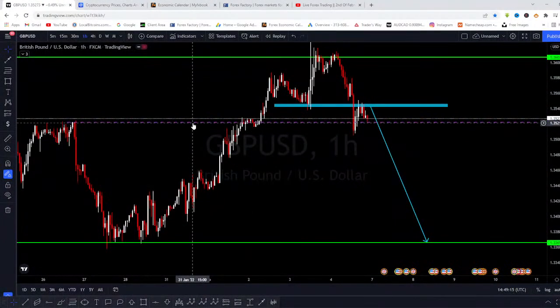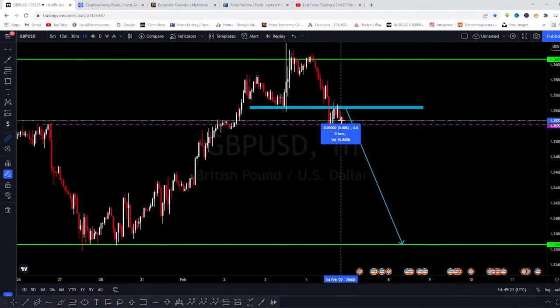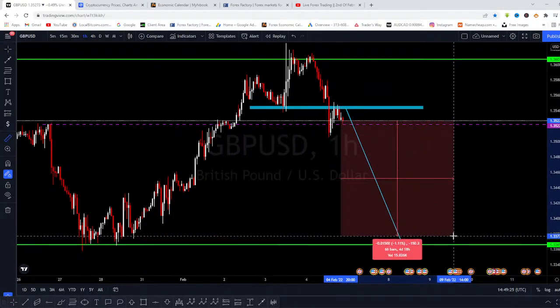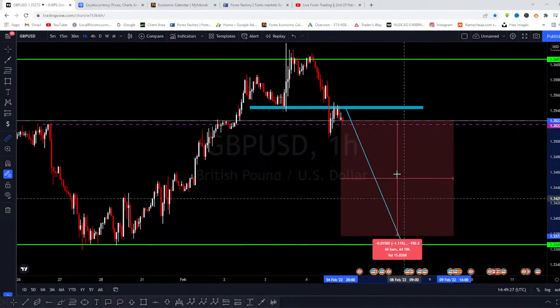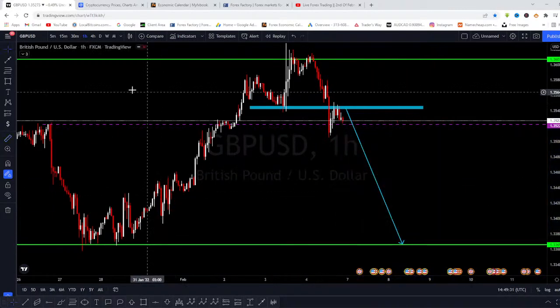So overall view on GBP USD: it might sell this week, let's say 150 pips. You don't have to be greedy, guys. So GU will sell for like 150 pips this week.